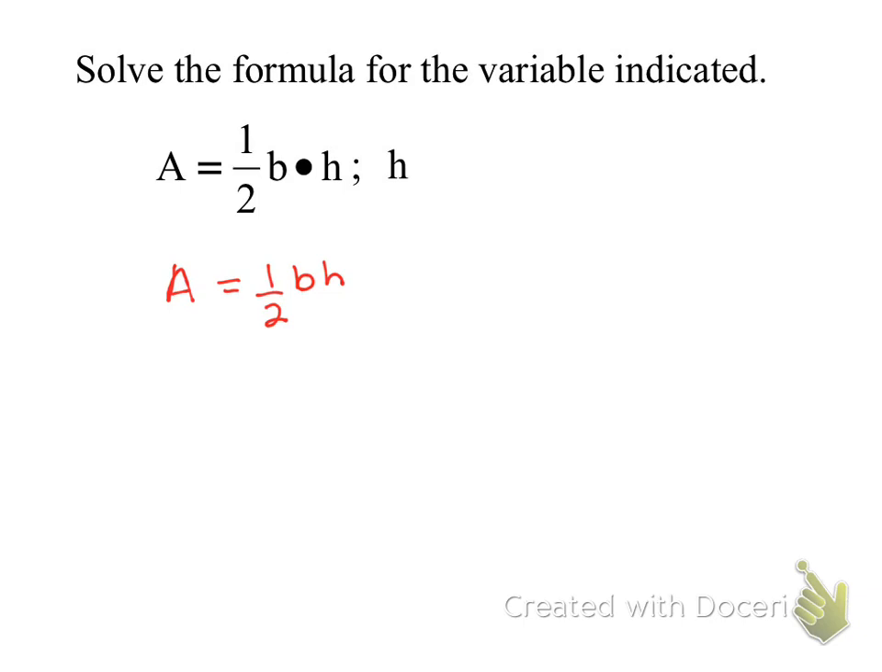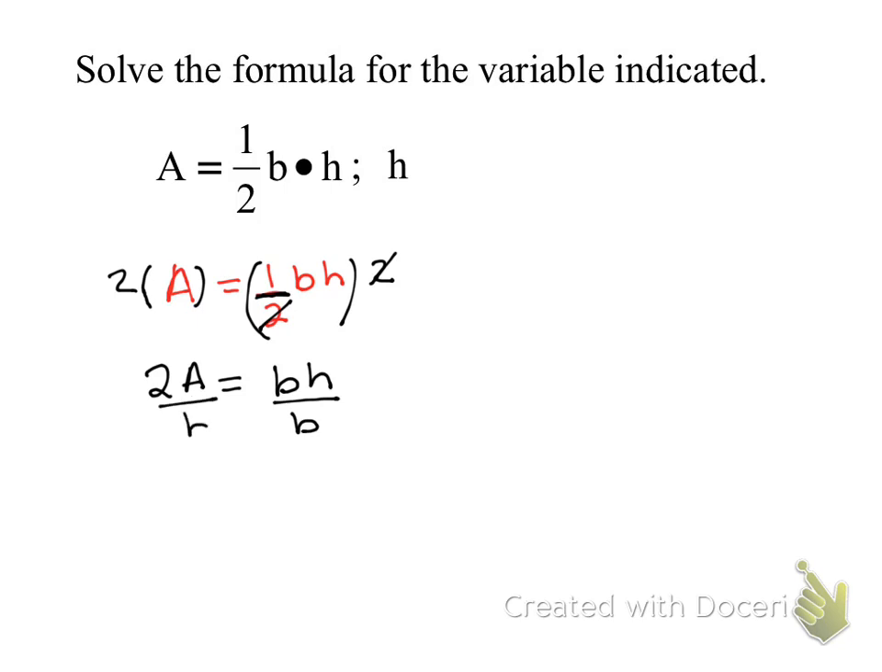B is not. 2. So how does it get into the denominator? It's being divided, right? So what's the opposite of dividing? Multiply both sides by 2. Okay? And now I can cross cancel. BH equals 2A. Now what are we doing? Gracie? You divide both sides by b. Dividing both sides by b. And H equals 2A over B.